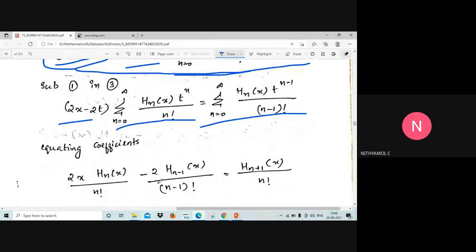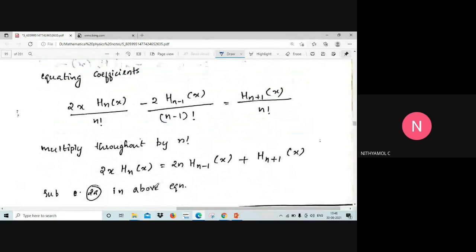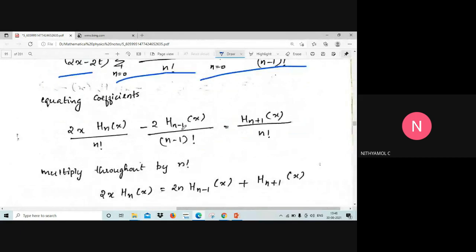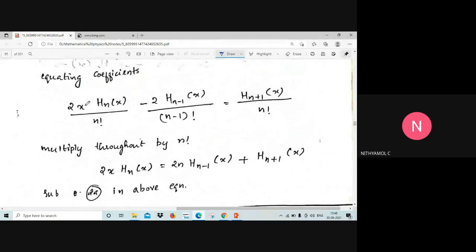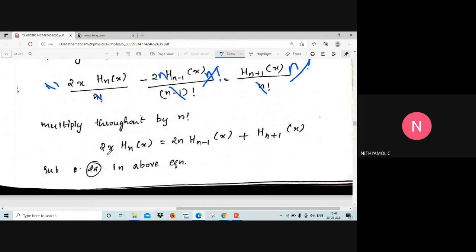Next, multiply throughout by n factorial. We can multiply through by n factorial, so the n factorial can be cancelled. Here n minus 1 factorial, here 1 n factorial, then it will become 2n here. Then here 1 n factorial. We are multiplying with the n factorial, so n factorial can be cancelled. Then the balance is 2x hn x is equal to 2n hn minus 1 x plus hn plus 1 of x.